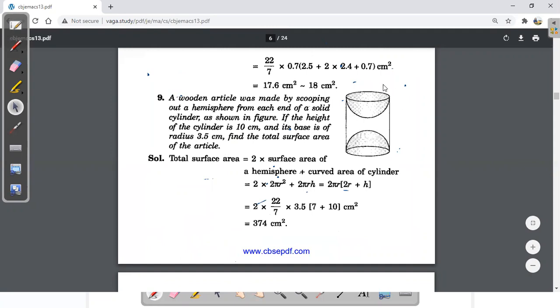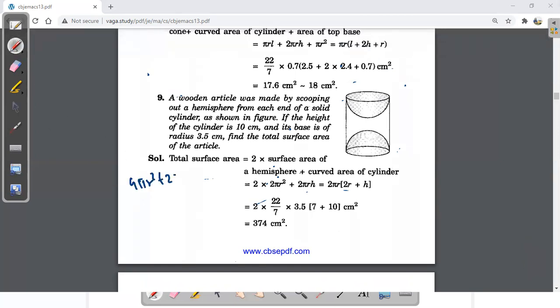So you are painting which surface? You are painting the outer surface area, curved surface area of cylinder plus the two surfaces of the hemisphere which are open, right? So 2 pi r square here and 2 pi r square here. So 4 pi r square plus 2 pi r h. That will be the final equation. 4 pi r square plus 2 pi r h.